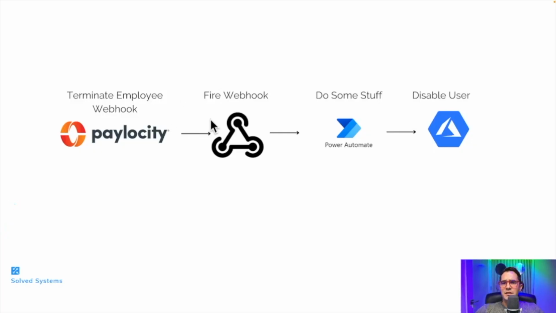This is the basic diagram of what you're going to see. We're going to terminate the employee in Paylocity. It's going to fire a webhook. It's going to go through Power Automate, and in the Azure Active Directory connector, it'll deactivate the user. Very simple, straightforward. Let's go do it.